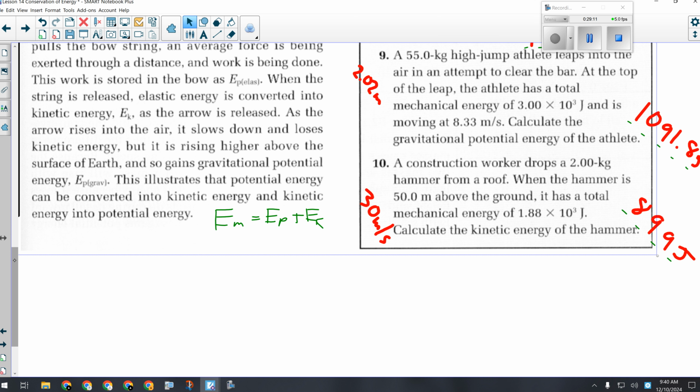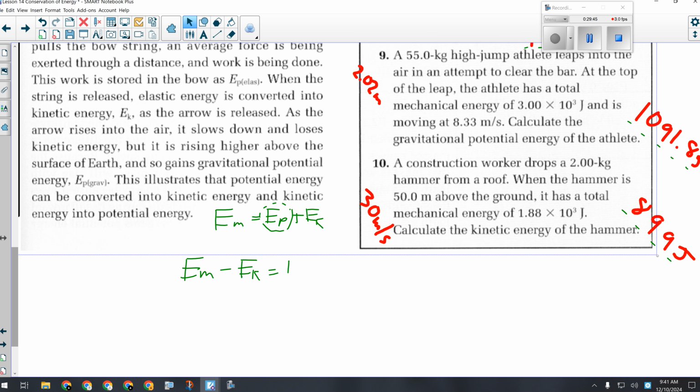All right, so I'm looking for this part of the equation. How do I get EP by itself to start with? How would I isolate EP? Subtract EK over to the other side, right? I have EM, the mechanical energy, and because I have the speed, I'll be able to calculate their kinetic energy. What I don't have is EP. So if I take the mechanical energy and subtract the kinetic, that should leave me with the potential, if potential plus kinetic equals the other one.